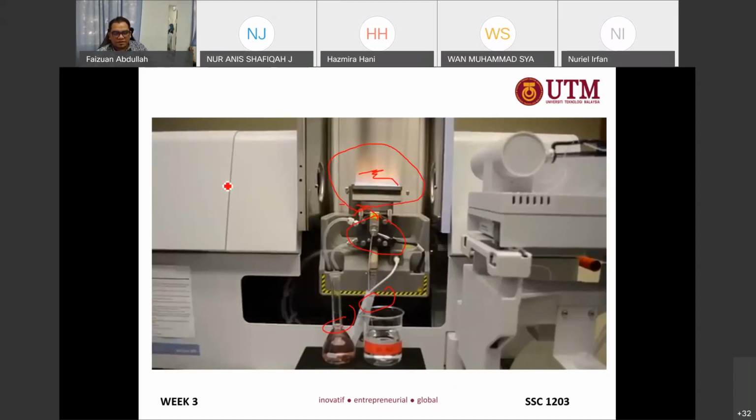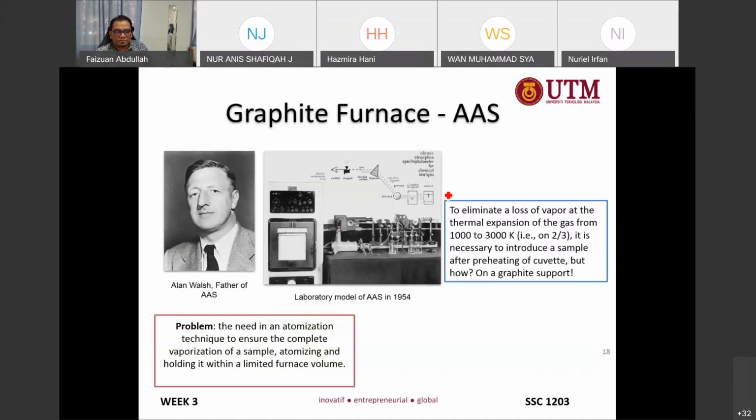Where is the light source? Here, the light source is from here. Okay, this is the detector. If there are similar elements with the light source, they absorb some amount of energy, so the detector will detect loss of energy from the light source. So that is the concentration of every analyte in the sample.